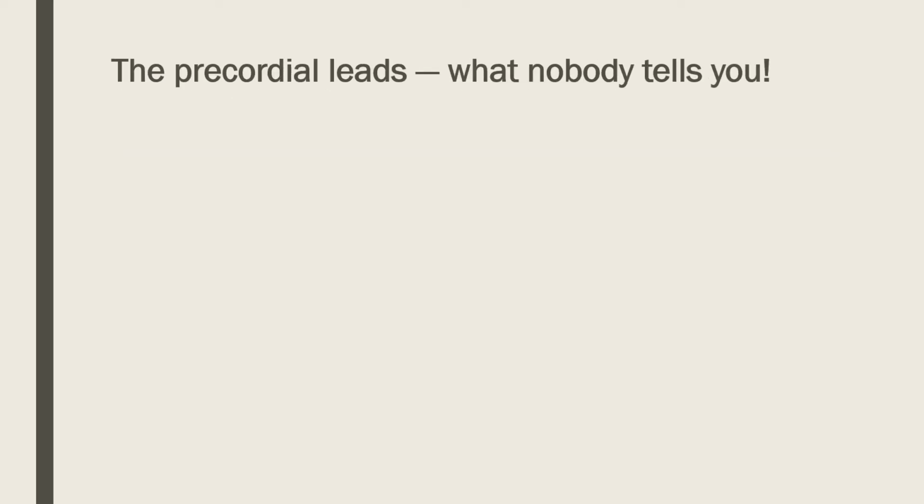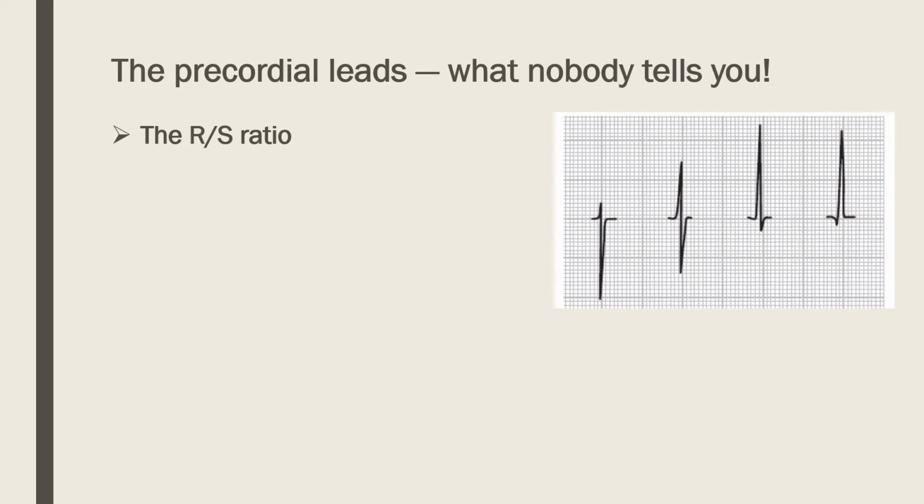Regarding the precordial leads, there is an important concept which is the RS ratio. As shown in this tracing of the precordial leads, this side is the right ventricular side and this side is the left ventricular side, which shows that there is progression of the RS ratio in this tracing. Why is the RS ratio important?